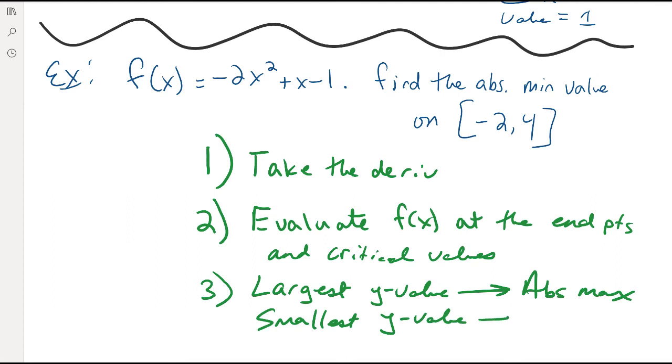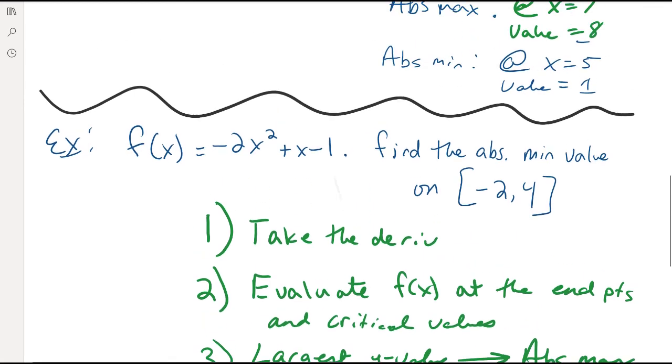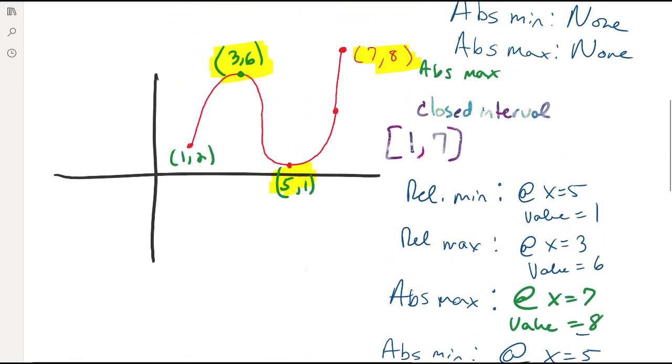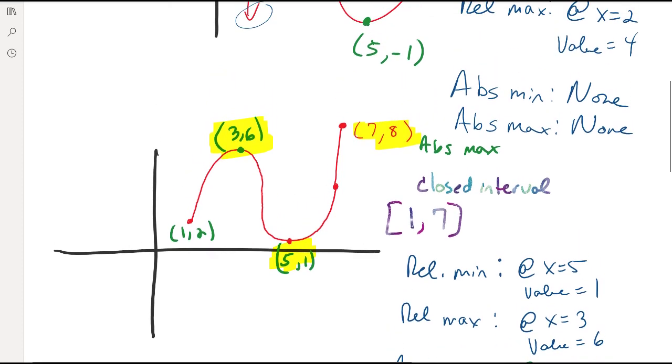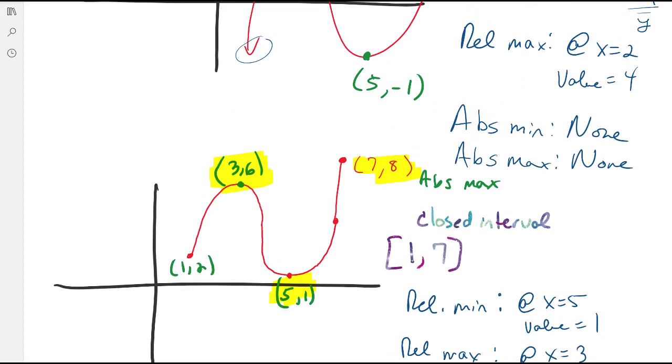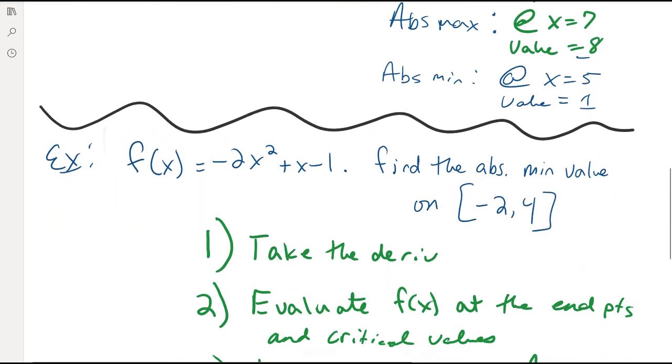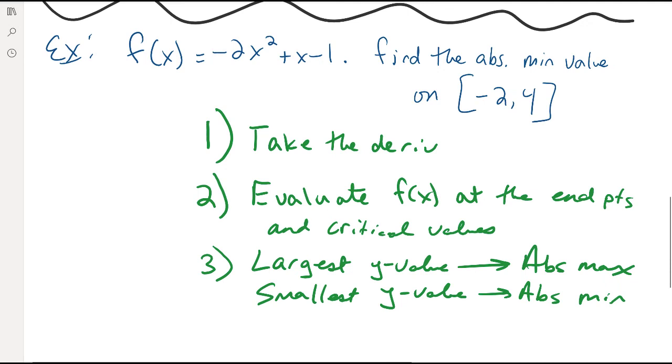Let me go back to step 2 for a second. Why are we worrying about endpoints and critical values? Well, go back to the previous 2 examples we did. Sometimes our absolute max or min was contained at the endpoint. Sometimes it was at the critical value because that's where the relative min or max is going to be. So that's why we have to test both of those and see which one's the largest. Okay, so back to our particular question.